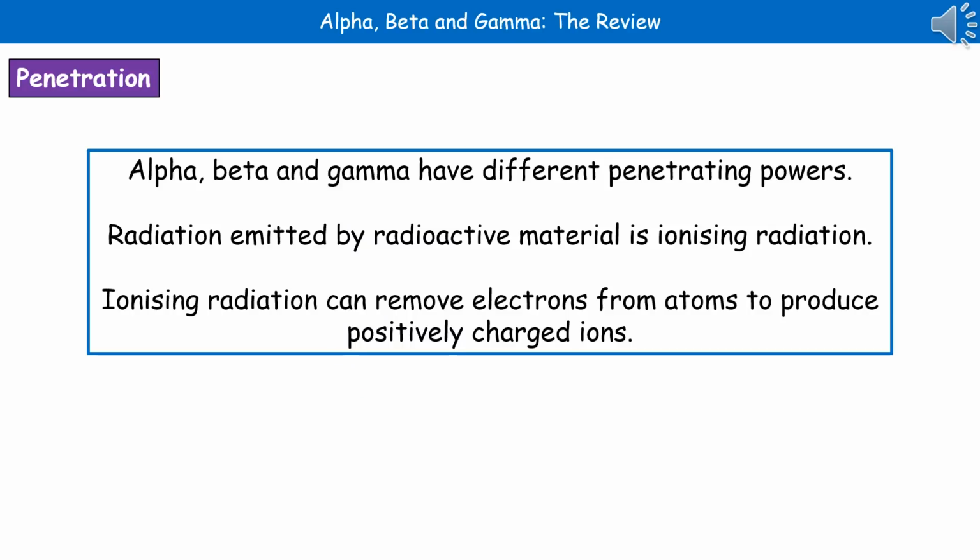So as we've seen from that diagram then, alpha, beta and gamma have different penetrating powers. And what we actually find is that when we're talking about the radiation being emitted by a radioactive material, it's called ionizing radiation. And just like those different types have got different penetrating powers, they've also got different ionizing powers. What the ionizing radiation is going to do is remove electrons from atoms to produce these positively charged ions. And which type of radiation we've got is going to tell us how easily it does this.